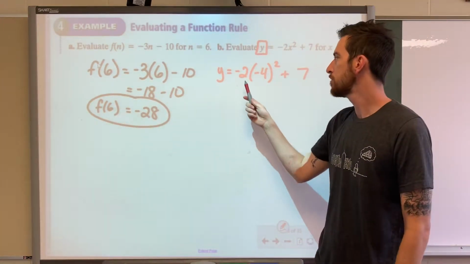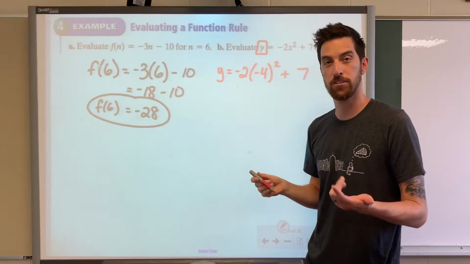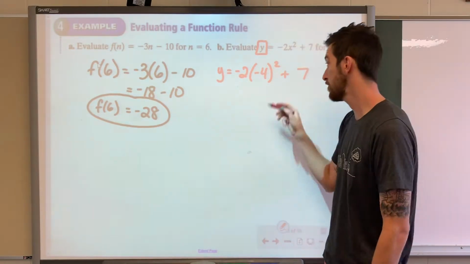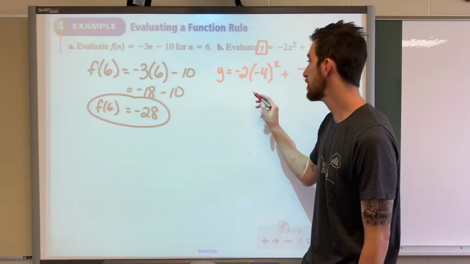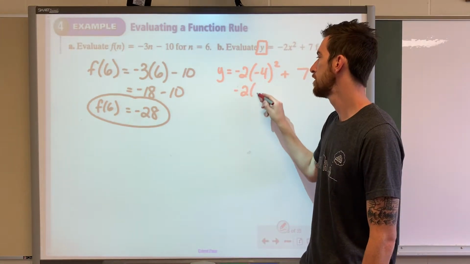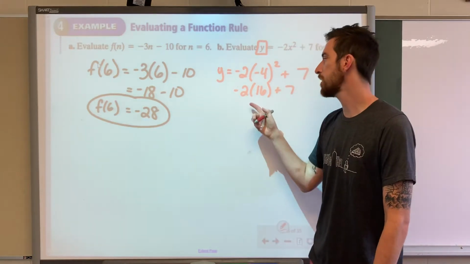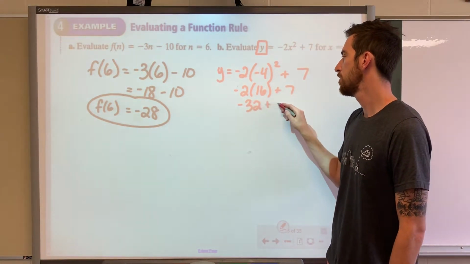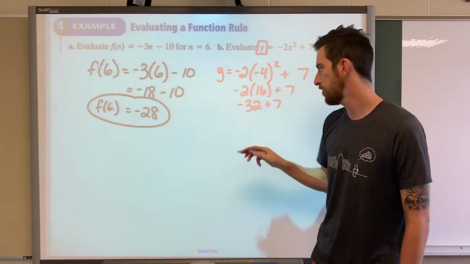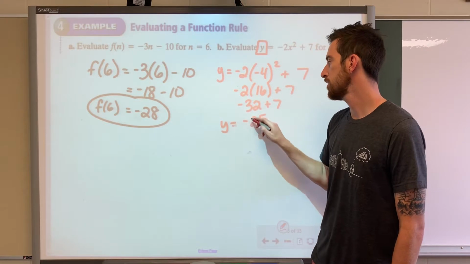Order of operations, we've got some multiplication, we've got exponents, we've got addition. Order of operations says, well, we got to do the exponents first. So negative 4 squared, negative 4 times negative 4 is positive 16. Then it says we're going to do multiplication next. Negative 2 times 16 is negative 32, plus 7 gives us negative 25. So we have y equals negative 25.